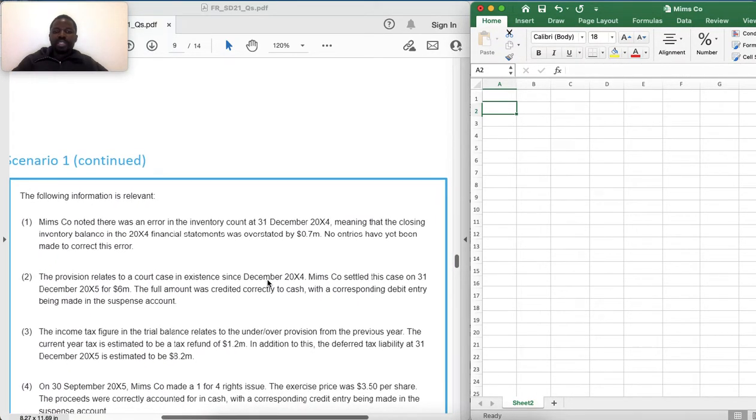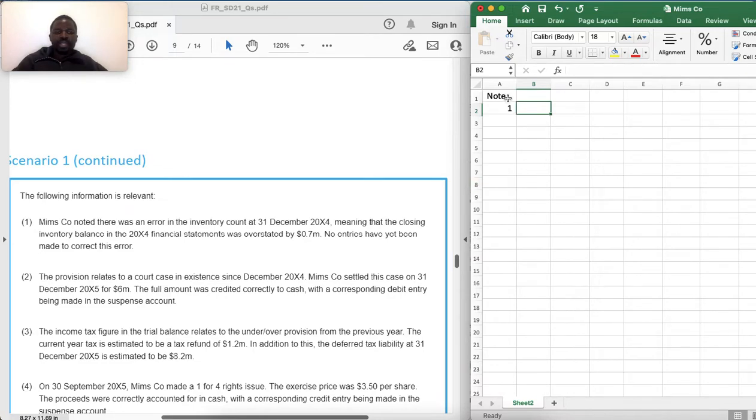Then now we'll be doing journals note by note. So we'll start with note number 1. Note number 1, Mims Co noted there was an error in the inventory count at 31 December 20x4, meaning that the closing inventory balance in the 20x4 financial statement was overstated by 0.7 million. No entries have yet been made to correct this error. So this error has not been corrected.